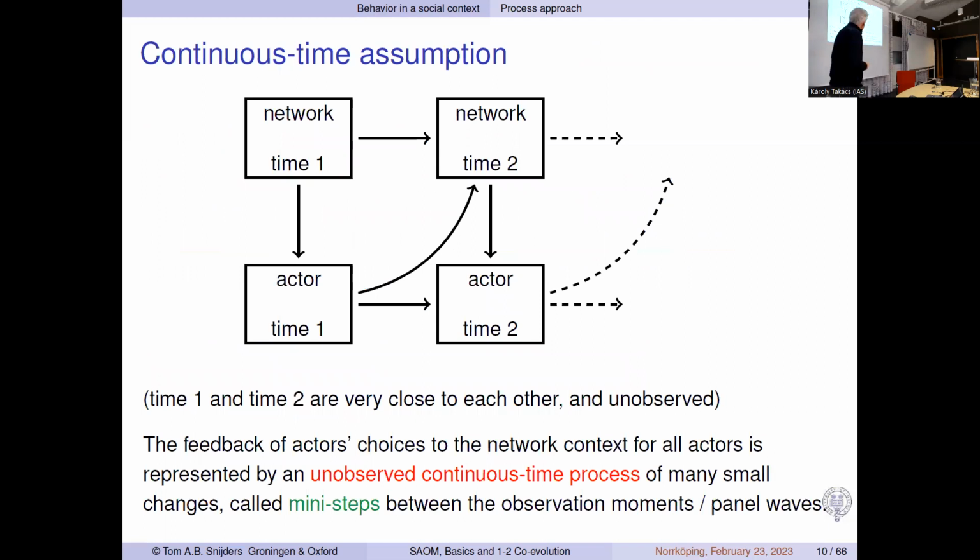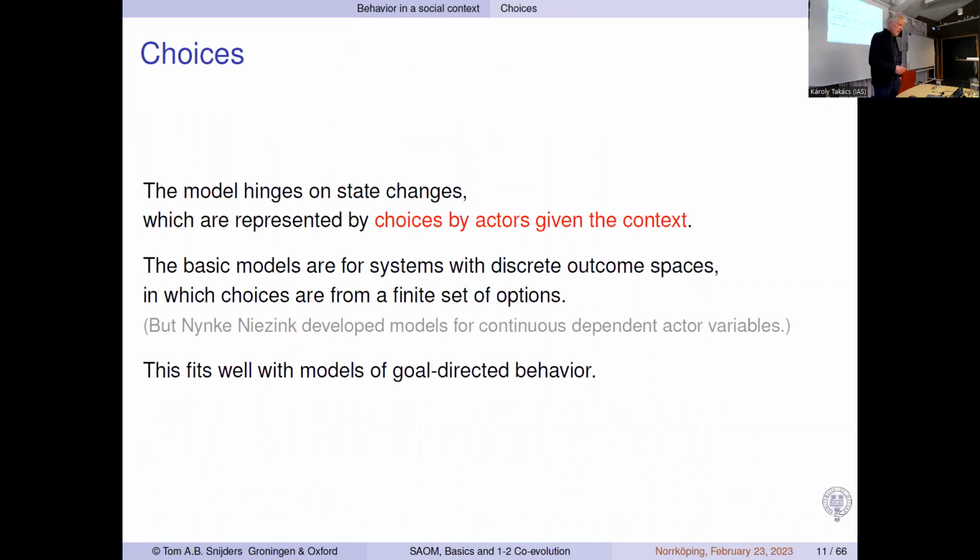So you can have this kind of schematic representation. An actor, dependent on the network, makes a change, and that will create the new network. And then for the next mini step, a new actor or the same actor randomly makes a change. For the model, we need the assumption of changes. And the basic model used here are choices. The change is a choice from a finite option set.